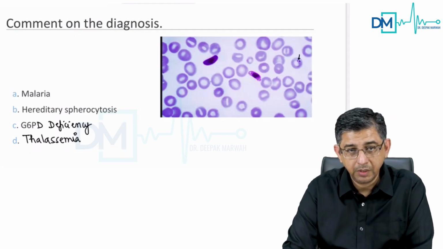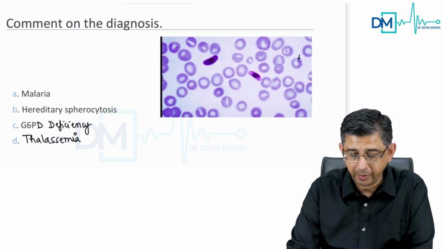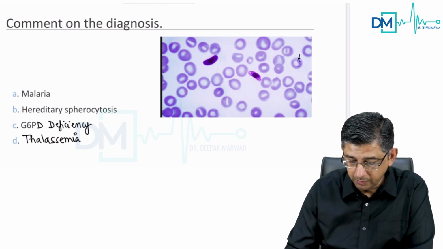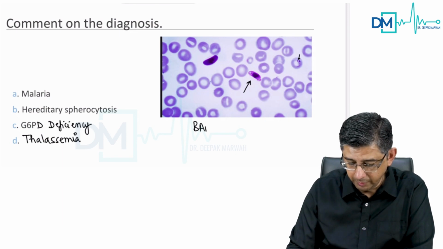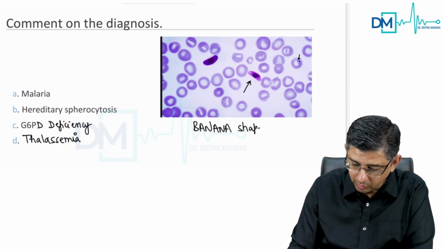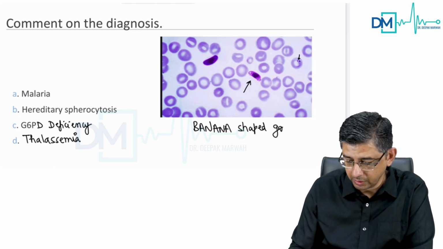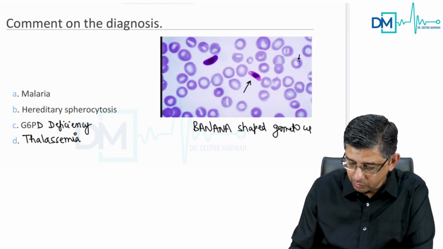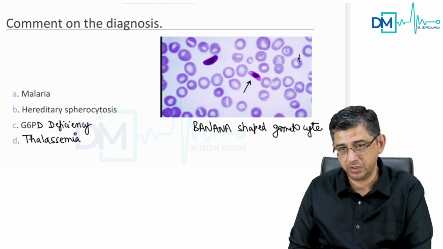Okay, coming to the next one, he says comment on the diagnosis. They gave a peripheral smear. In the peripheral smear, you can notice this very characteristic, what I'm going to call a banana shaped gametocyte. And most of the guys, because they are well versed with the theory part here, know the banana shaped gametocyte of falciparum malaria, so they could crack the question and answer it as choice number A.